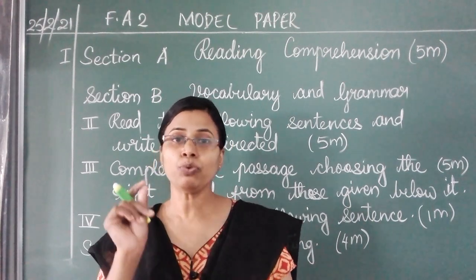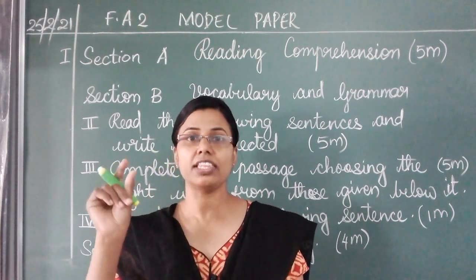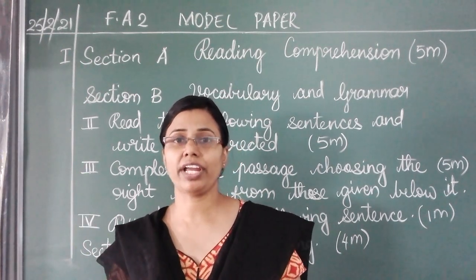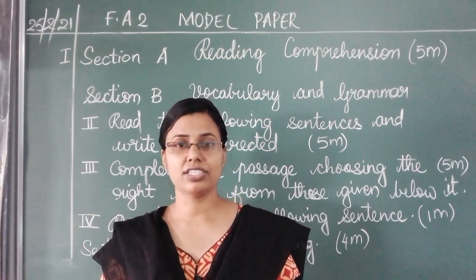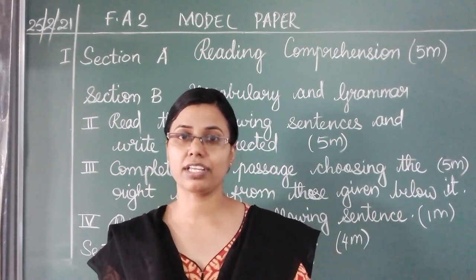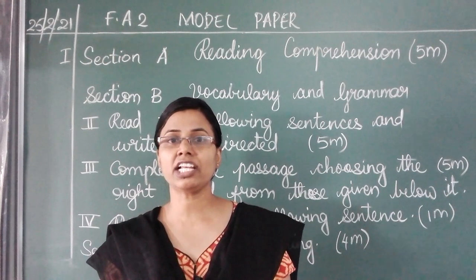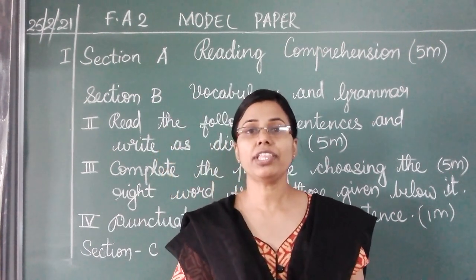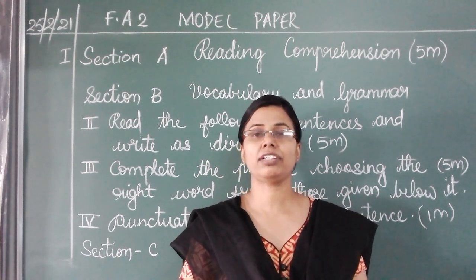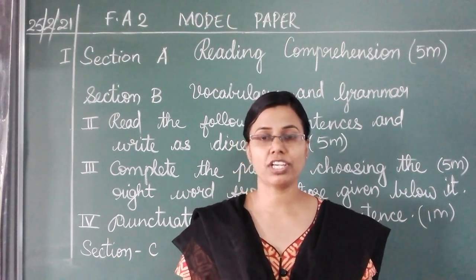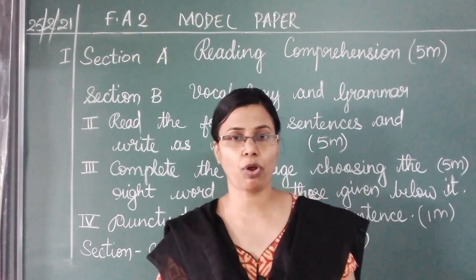And then you have to write the date, then write FA2 on your right side. Write name, class, section and roll number. These things are compulsory. Write the subject, English FA2, mention it there. Then after that you have to write the section numbers properly. Section 1, section 2, like that you have to write properly.